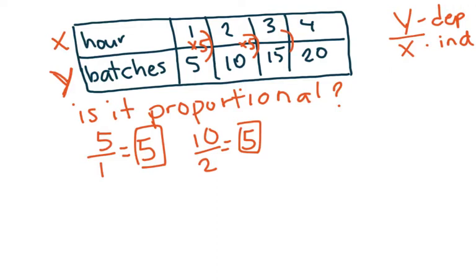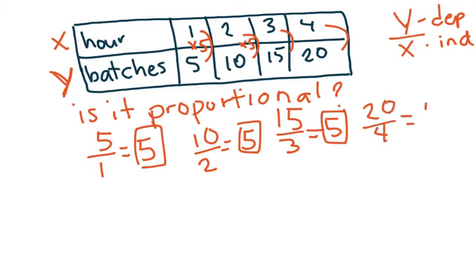You have to check every single one. So 15 over 3 equals 5, and so we're proportional still. And same thing here, 20 over 4 also equals 5. So it's proportional because it's constant. I constantly make 5 batches per hour. I must be like a machine, right?